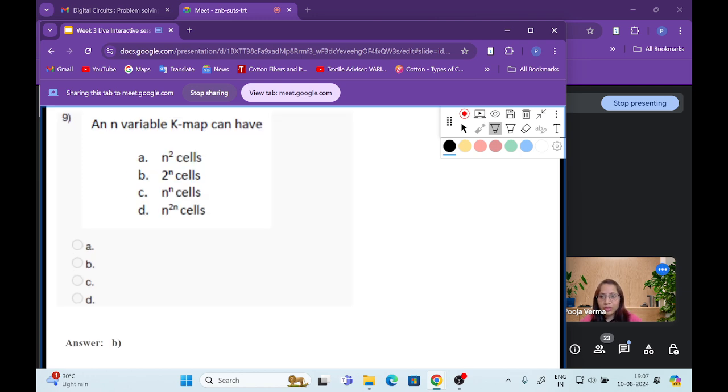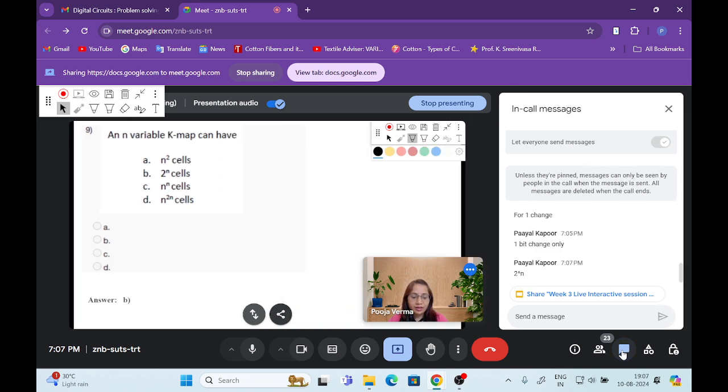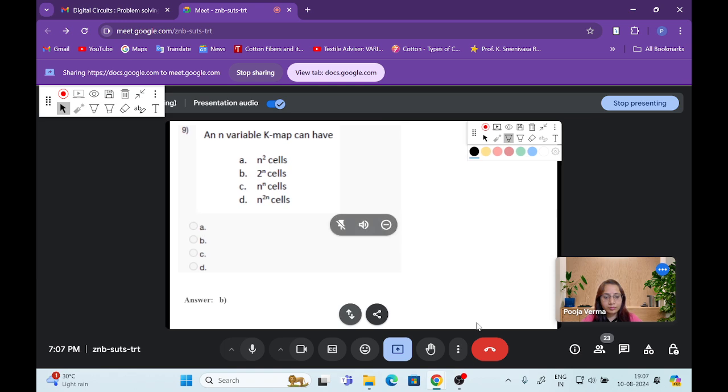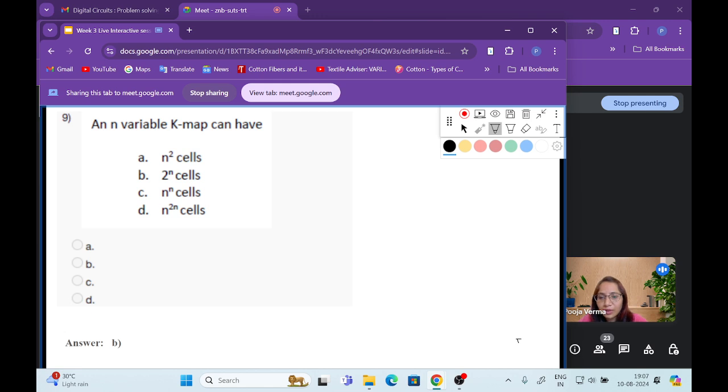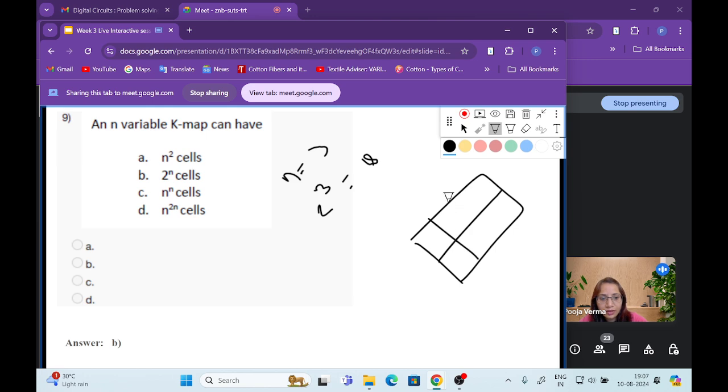So moving to the next question. An n variable K-map can have how many cells if there are n variables? 2 to the power n, correct. For example, n is equal to 3. So 2 to the power 3 cells will be there, that means 8. Already we know that for 3 variables this is a K-map representation, right? So x, y, z are the 3 variables, and the total number of cells is 1, 2, 3, 4, 5, 6, 7, 8. Similarly for n equal to 4, 16 will be there.